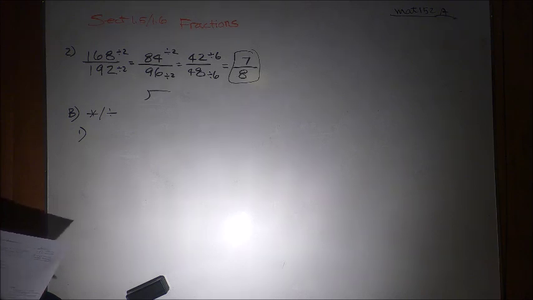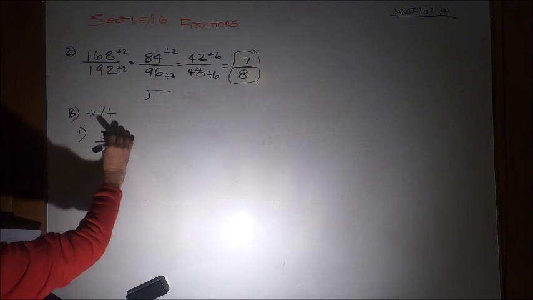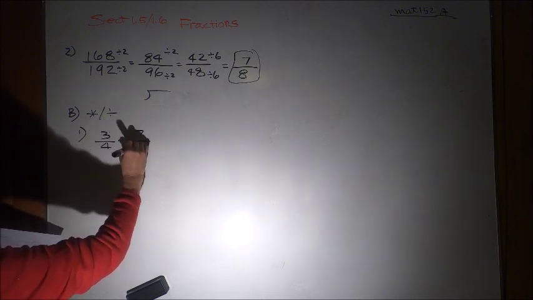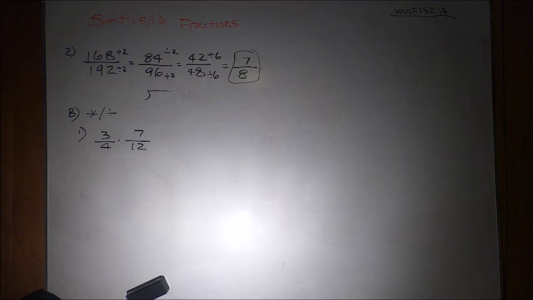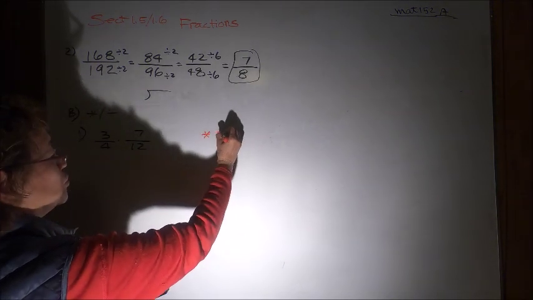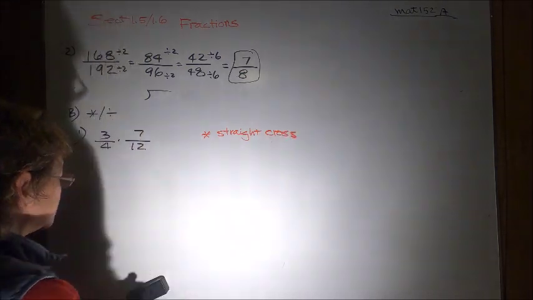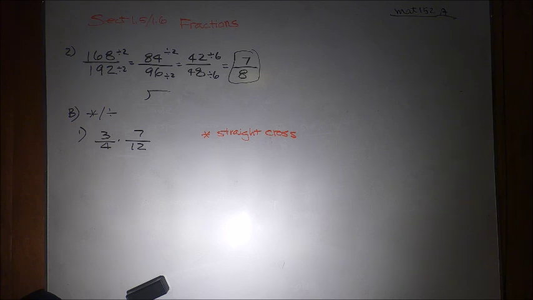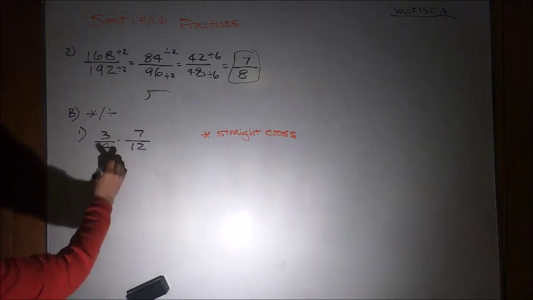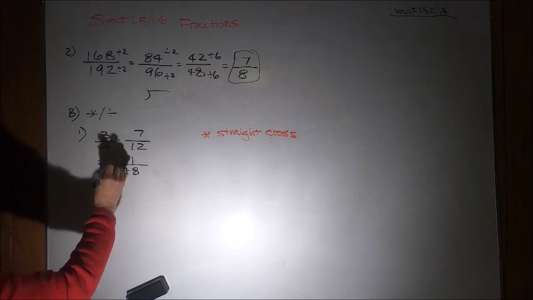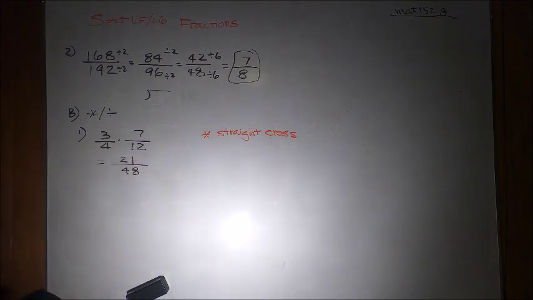So if I have 3/4 times 7/12. So for multiplication of fractions, what do we do? We multiply straight across, right? So usually we multiply straight across. Let's take a look. If I multiply that straight across, what will happen? I will have 48/21, right? It's a big number.